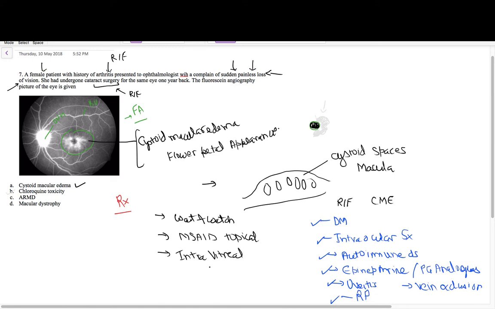Or you can use intravitreal anti-VEGF or steroids. Now these steroids can be a dexamethasone implant or a triamcinolone implant, or you can do a macular grid photocoagulation. Sometimes there is a vitreomacular traction also. In those cases, you have to do a vitrectomy. Okay. Thank you.